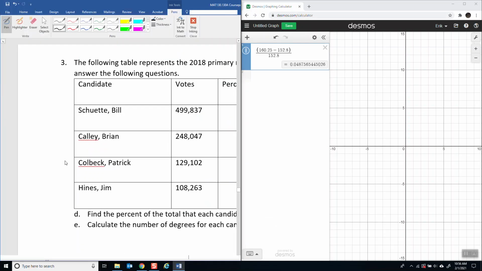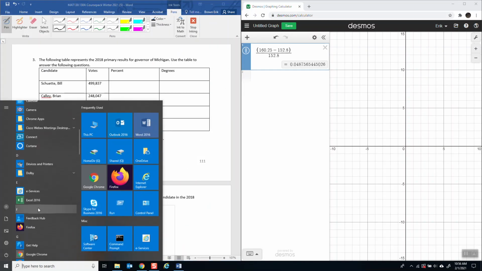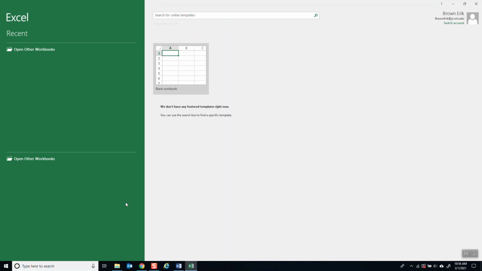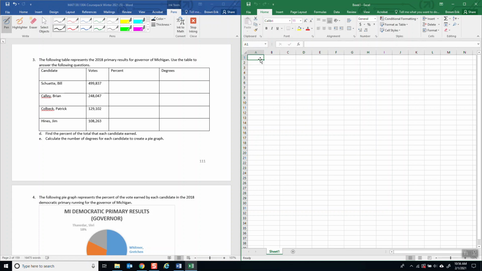So I think the easiest way here is let's jump to Excel, and we'll let Excel do all this work for us. You could, of course, do this in Desmos if you wanted to, but I think Excel is a little bit faster. So I'm just going to type these numbers in.